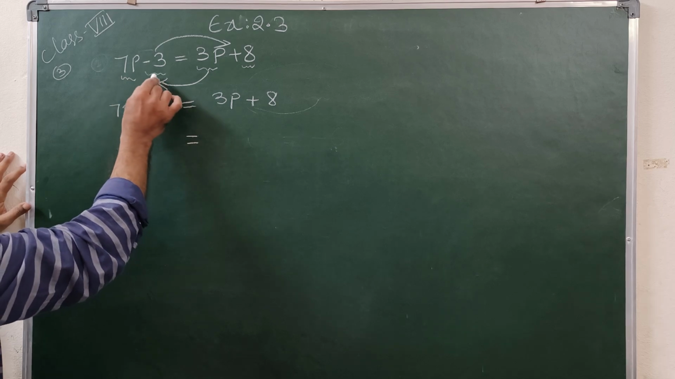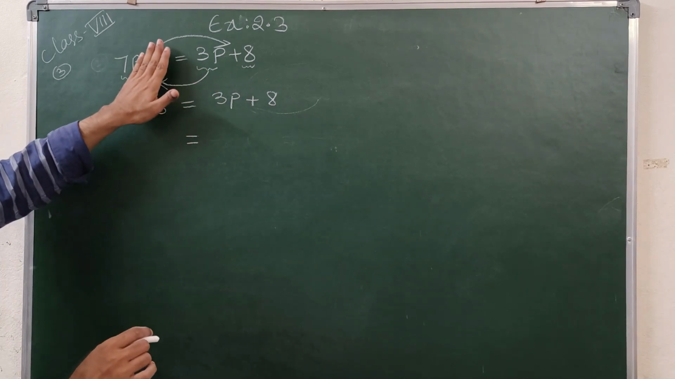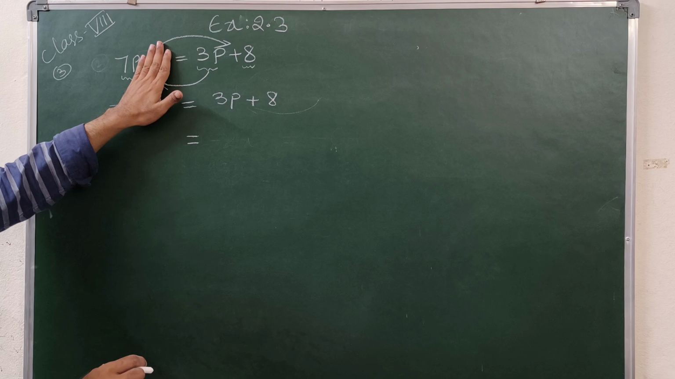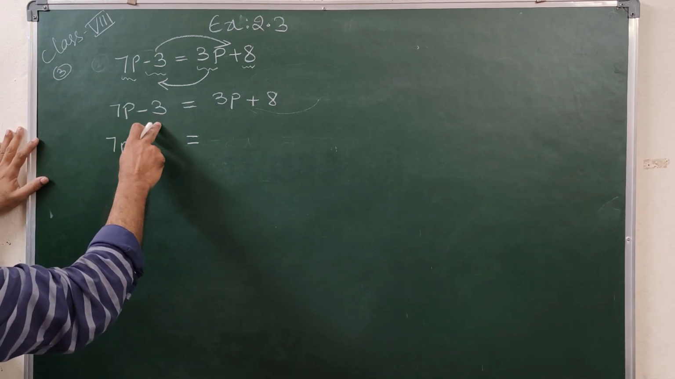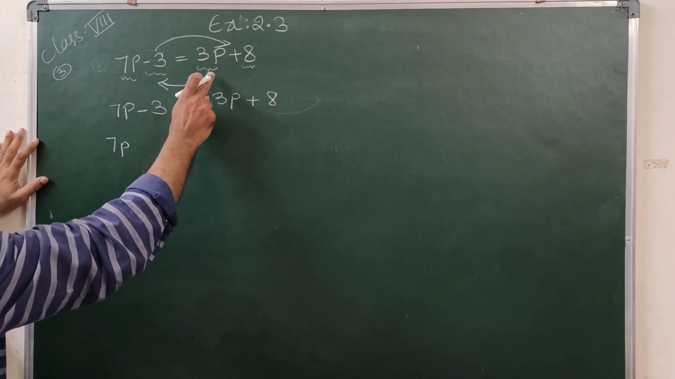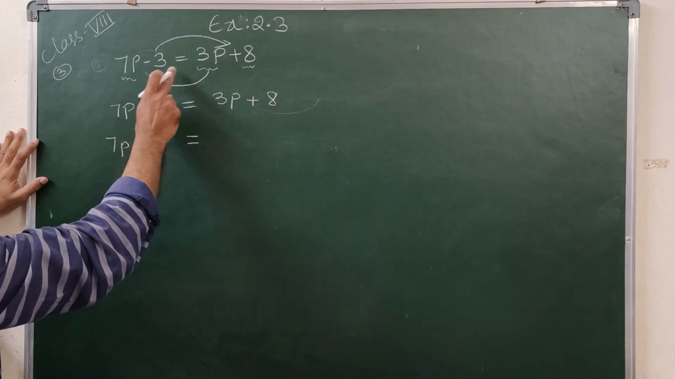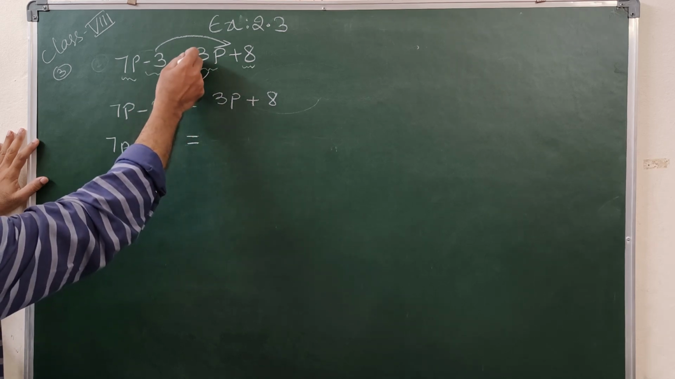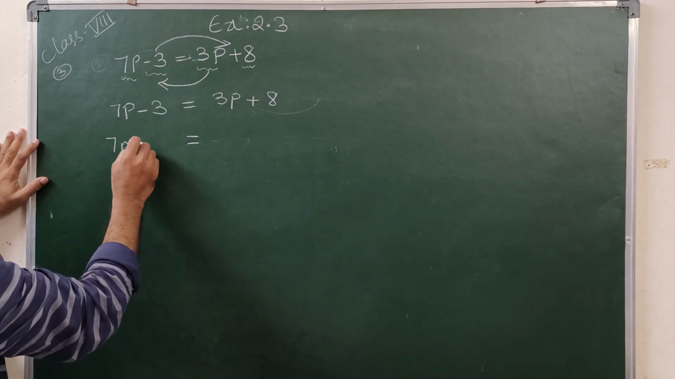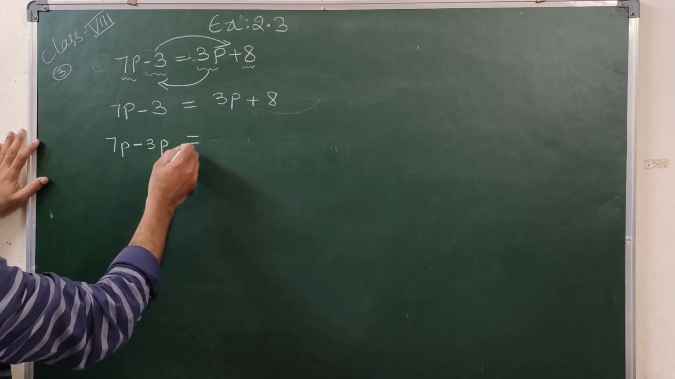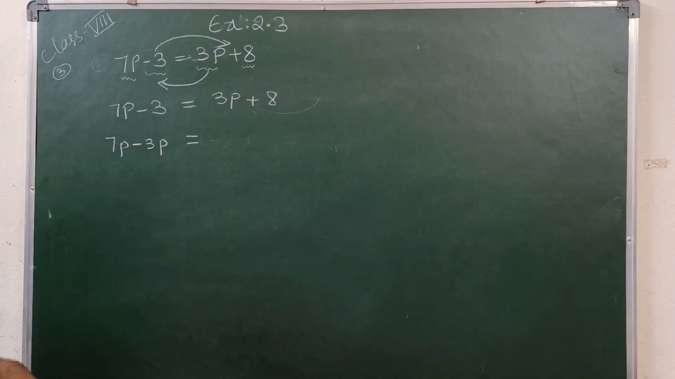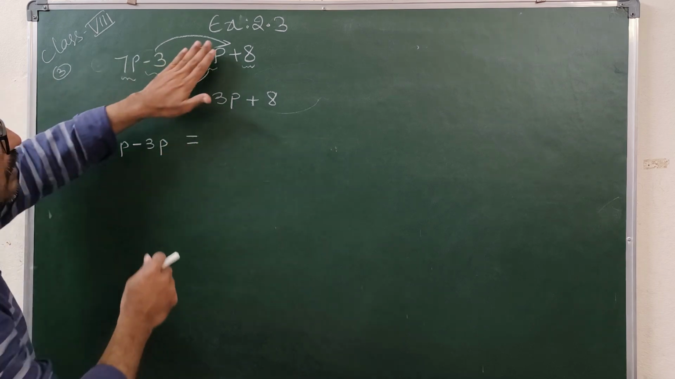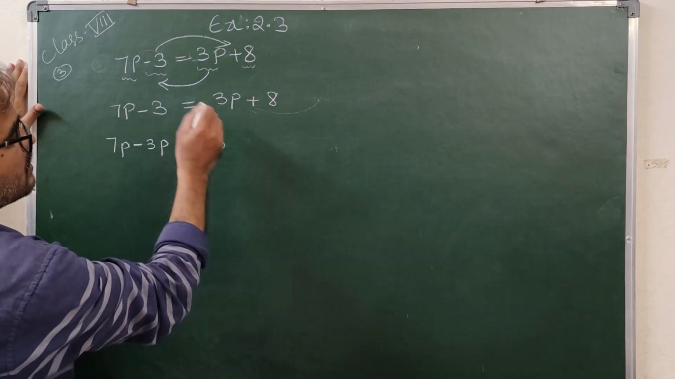So you are taking minus 3 to the right side. If you take minus 3 to the right side, what will remain here? 7p. Write 7p as it is. This you don't write, as you are taking it to the other side. Now you have to bring 3p to the left side. What is the symbol of 3p? Plus is placed there, no? So you have to write here minus 3p. Now you brought 3p to the other side, right? So if you take 3p to the other side, what will remain here? 8, right, as it is.